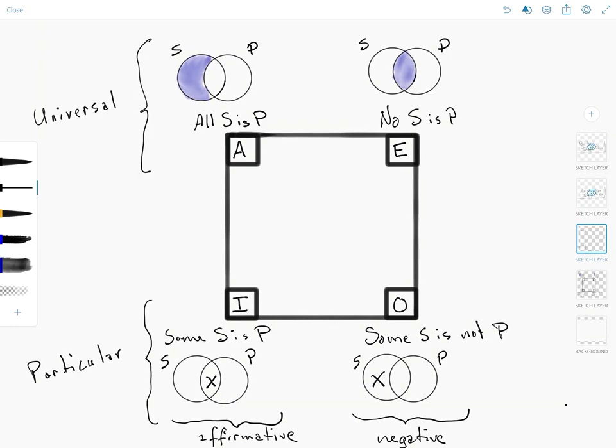One last detail here is that each of these propositions is nicknamed by a vowel. So for instance, I is associated with particular affirmative, O particular negative, and across the top we have the A proposition, which is universal affirmative, and the E proposition, universal negative. So that's basically a review of the square of opposition. Now let's talk about how Aristotle approaches universals.